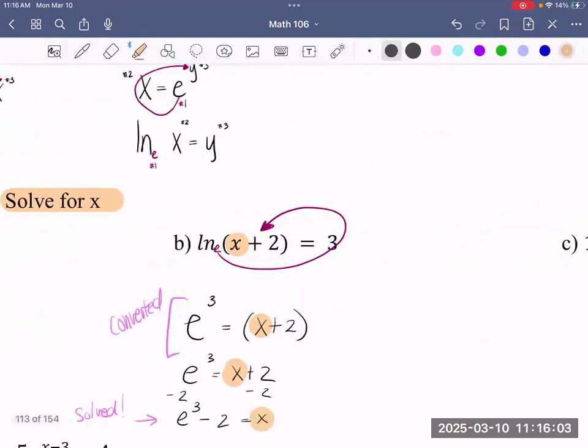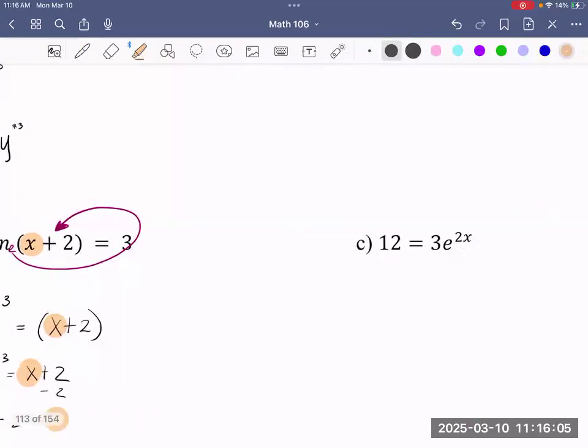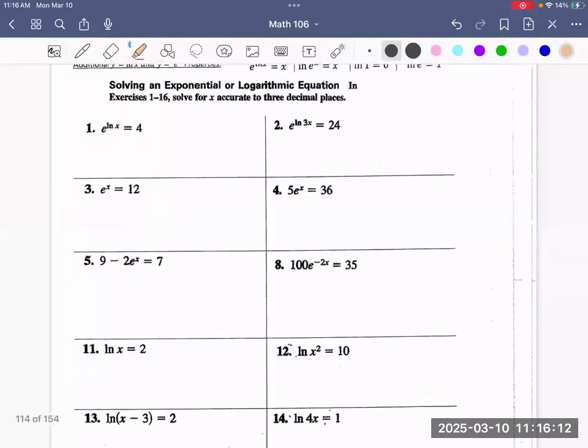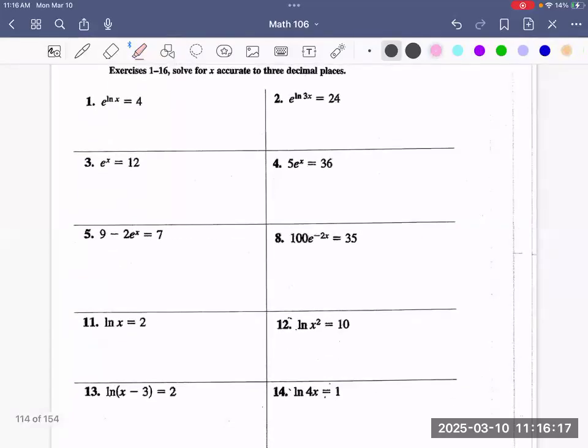I'm going to give you a couple more quick examples before we approach C. There's lots of them here. So let's have you guys try number 3, number 11, 13, 14, and then number 4. So just a couple of those. So pause the video, see what you come up with.